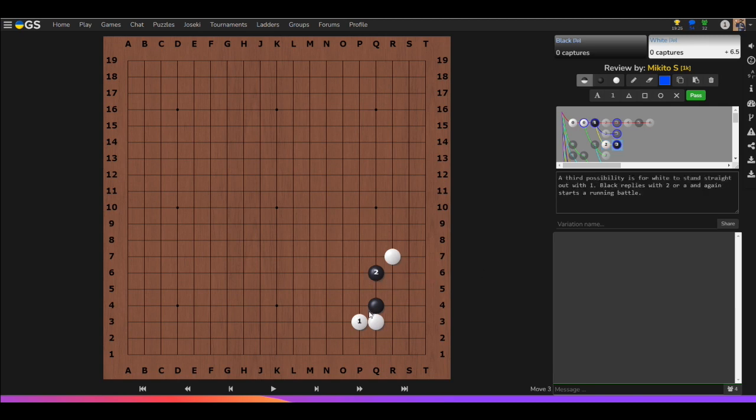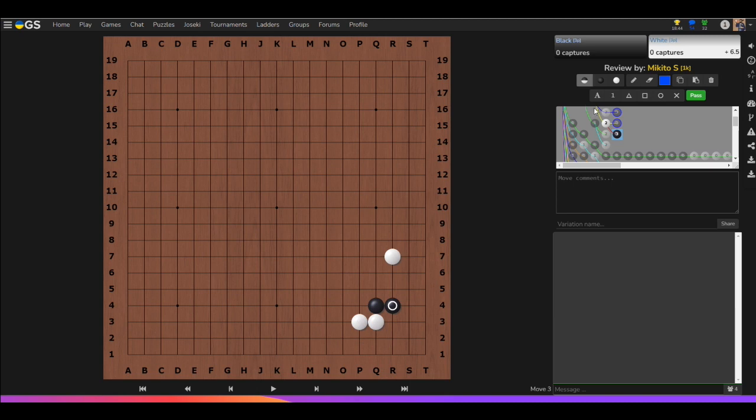And then finally, the third possibility is if white just calmly plays strong, right? When we play these attachments or these hanes, there's chances of cross cuts and lots of confusion. So if you want to just play simply, you can make your corner very strong and black has to jump away. The third possibility is for white to stand straight with 1. Black replies with 2, or A, and again starts a running battle. I didn't actually put A down apparently. But this is the standard way to play, right? I think actually I remember it was this one.